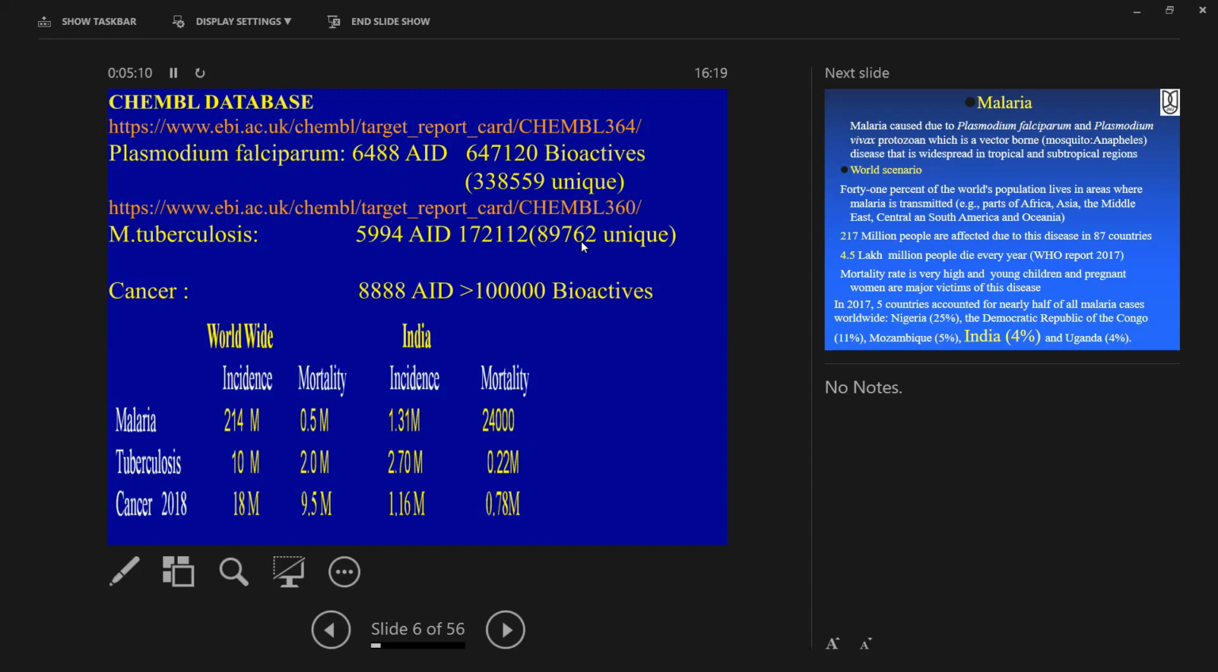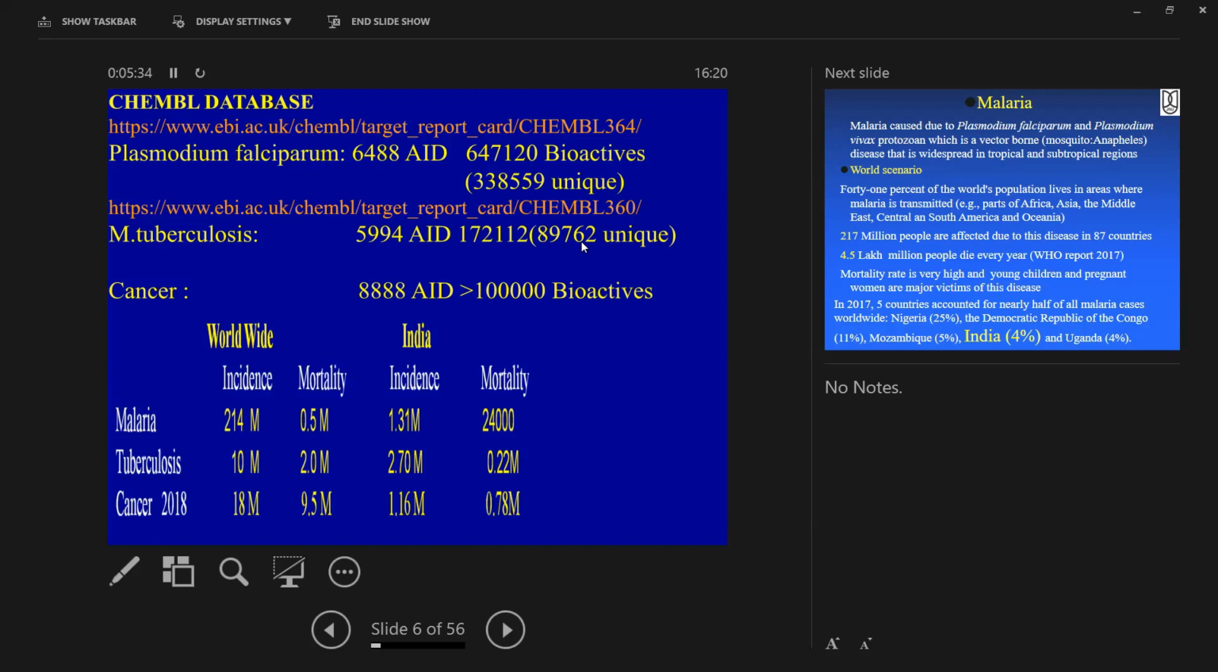So we tried to make a drug target database for Plasmodium falciparum. Similarly, we did it for MTB. Again, there are 1,994 SIDs, and 172,000 compounds assayed, and 89,000 are active unique compounds. So this is the epidemiology of malaria, tuberculosis, and cancer.